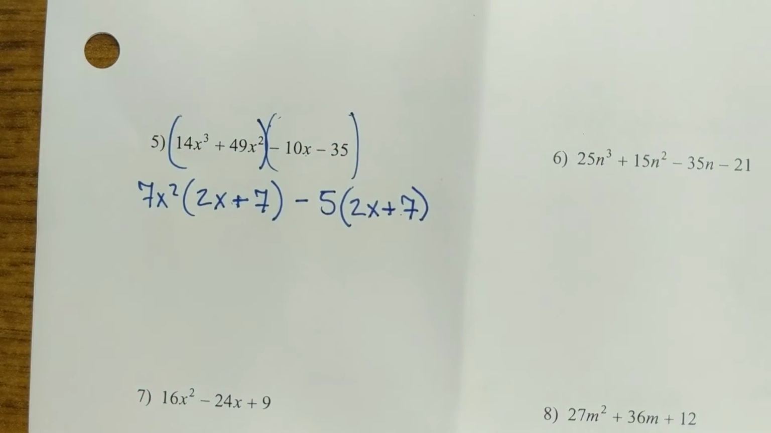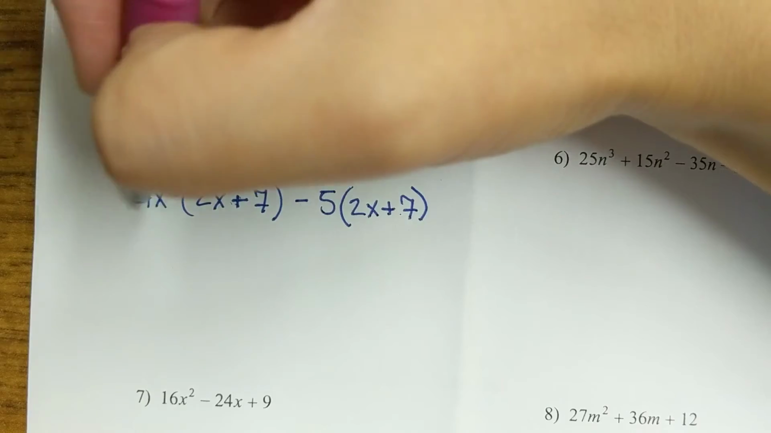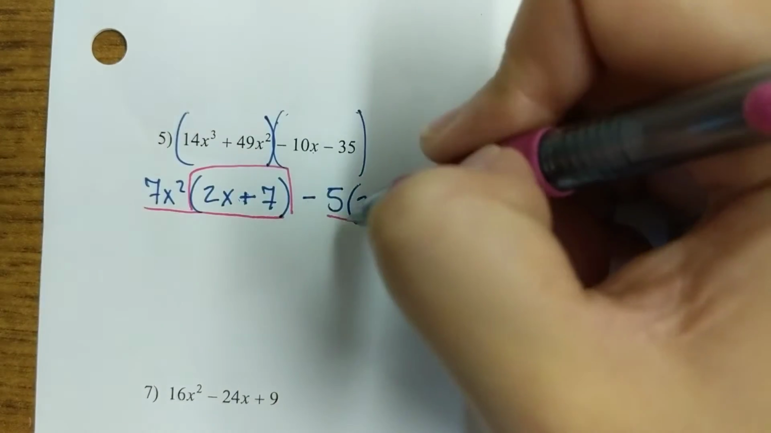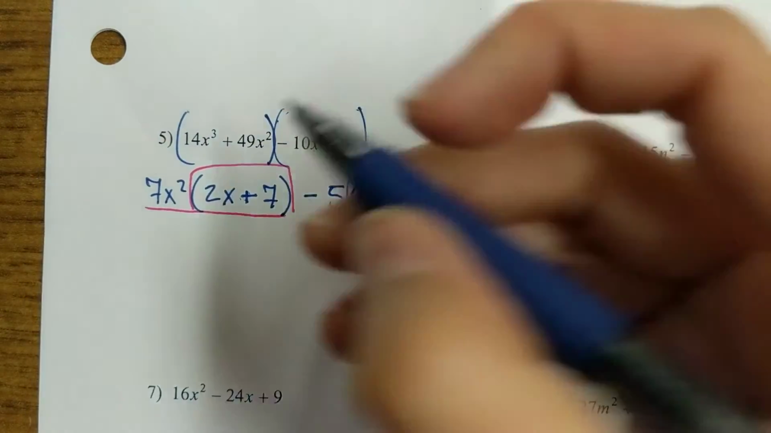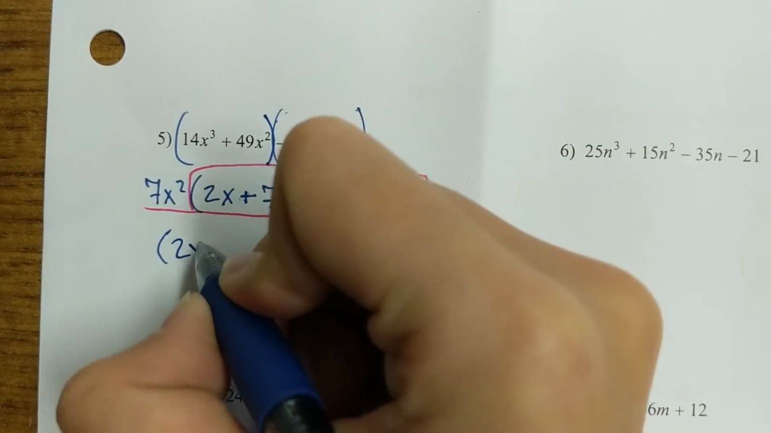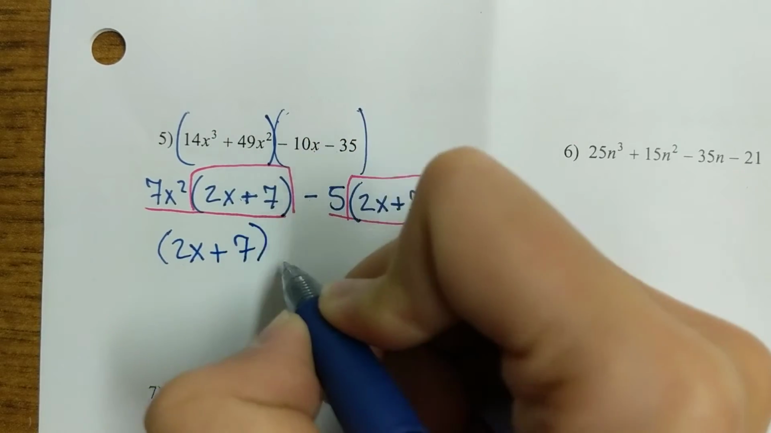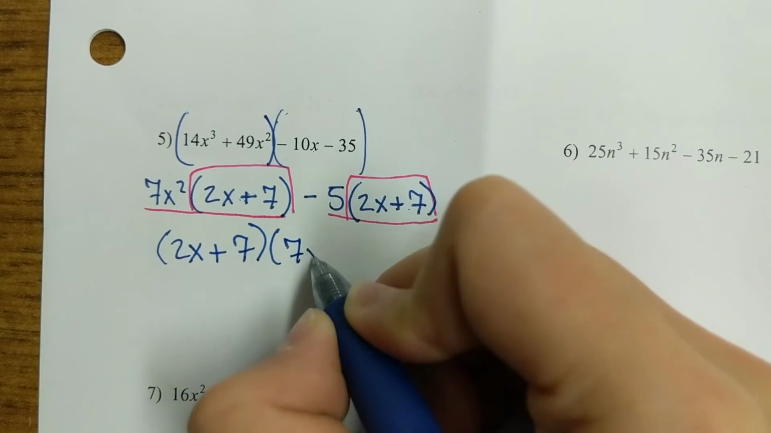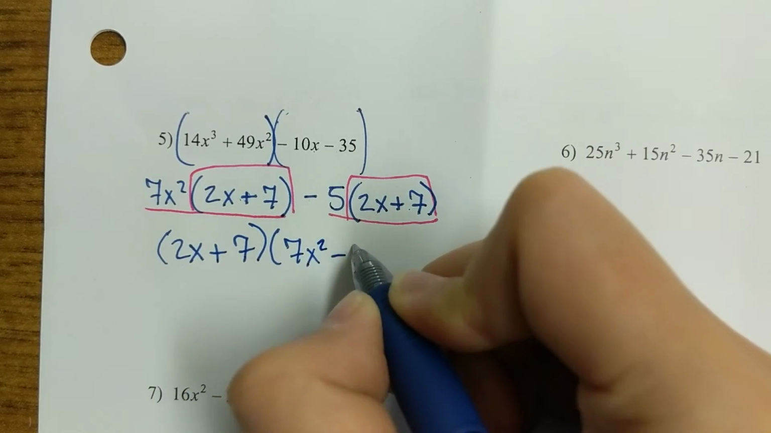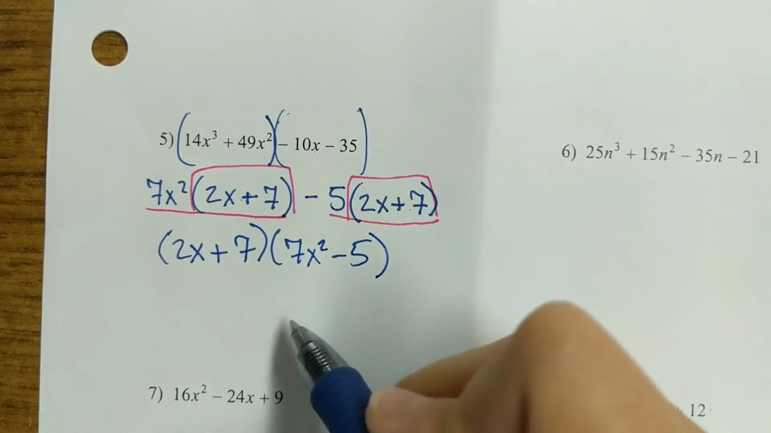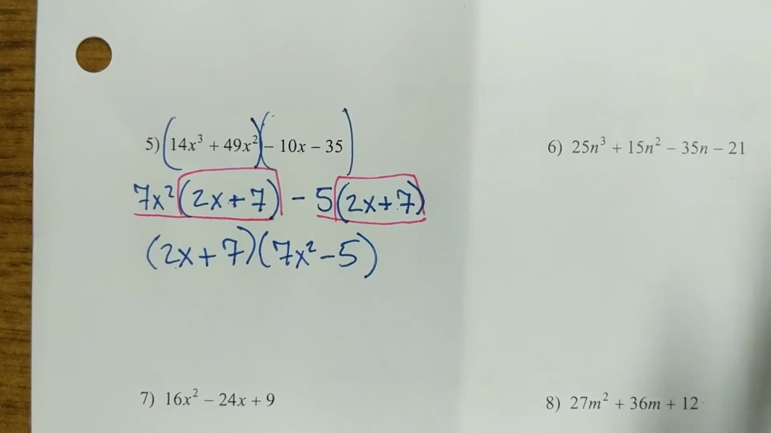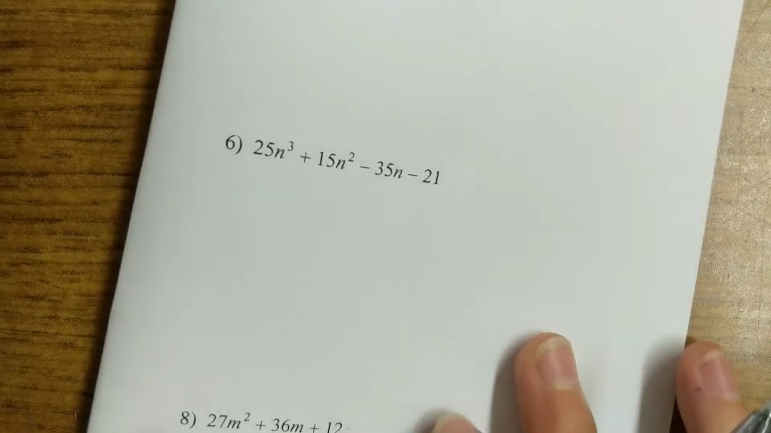Ding, ding, ding. We have a common factor. So right here you have a term. And what's common between those two is this. So we write it one time, and we're left with 7x squared and negative 5. Check for perfect squares or perfect cubes. Nope, we're done. Let's do number 6.